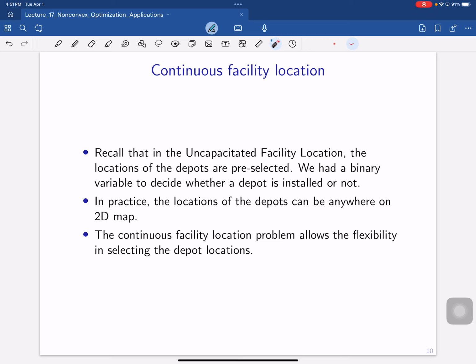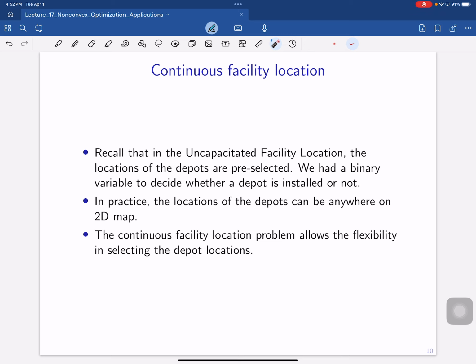So the idea is you need to build some depots to serve all the customers. And in a region, there are multiple depots you may want to build. In that problem, the decisions are binary: whether you are building a depot at a particular location or not. And the locations of all the depots are pre-selected in incapacitated facility location.